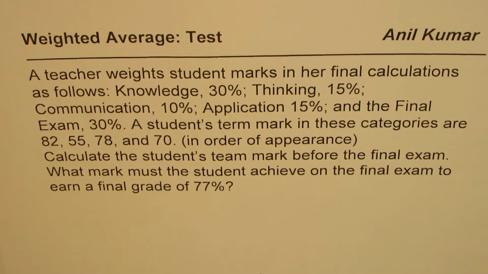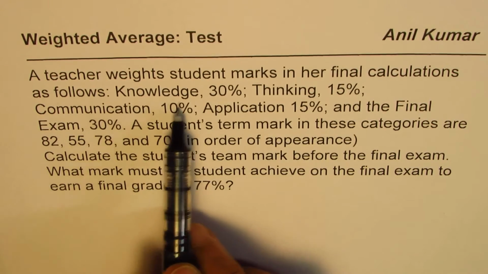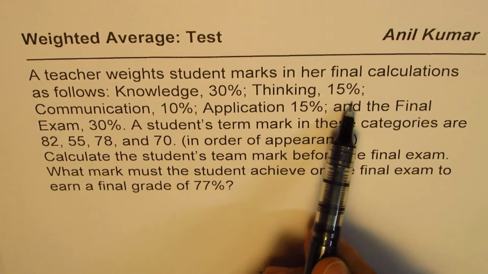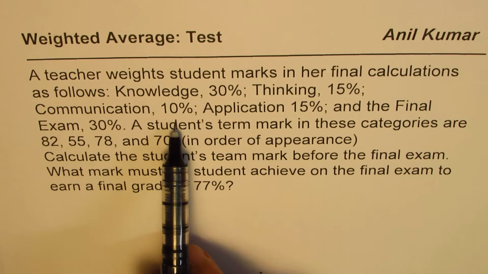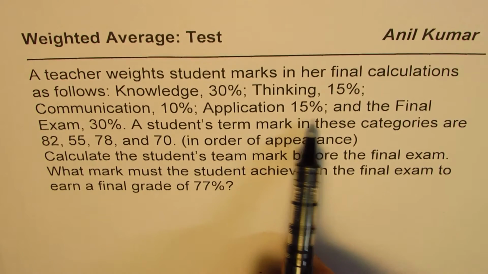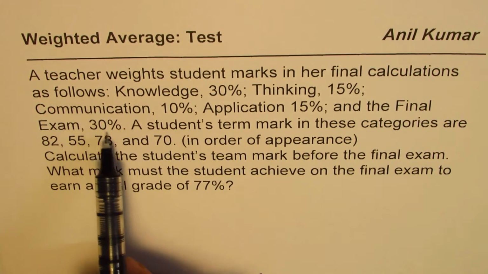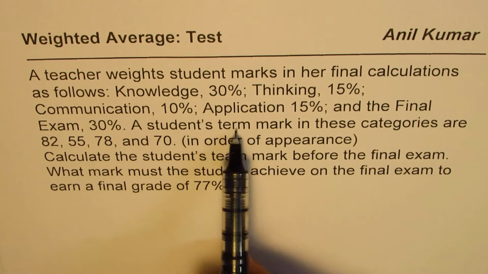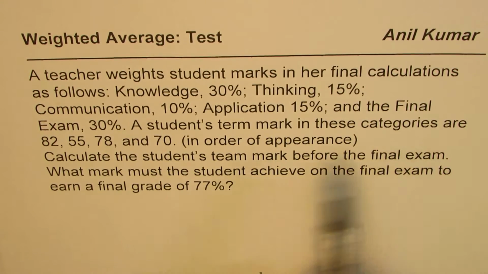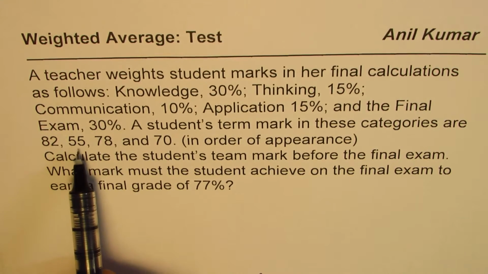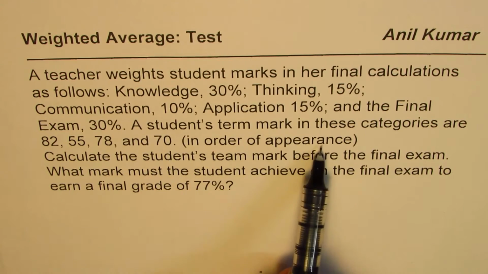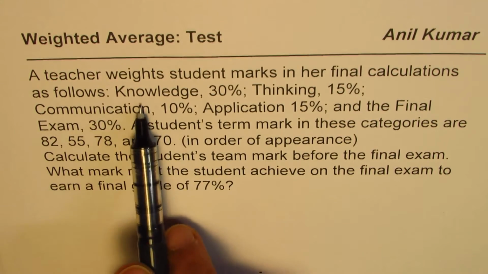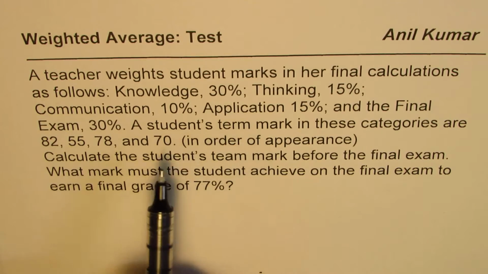So the question here is, a teacher weights student marks in her final calculations as follows. Knowledge 30%, thinking 15%, communication 10%, application 15%, and the final exam is 30%. A student's term marks in these categories are 82, 55, 78, and 70 in order of appearance, that is knowledge, thinking, communication, and application.